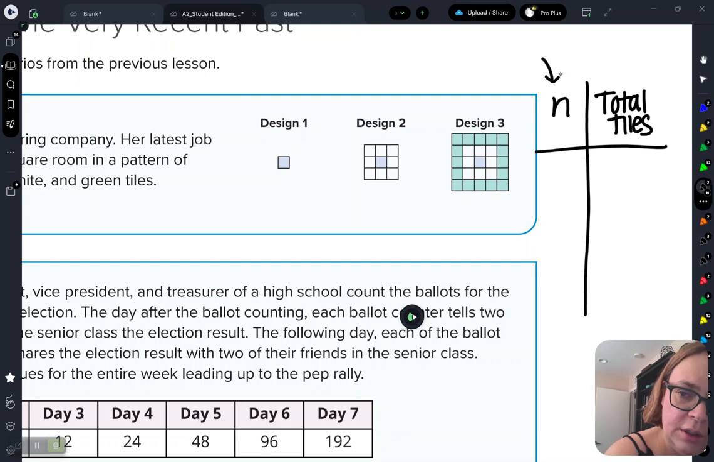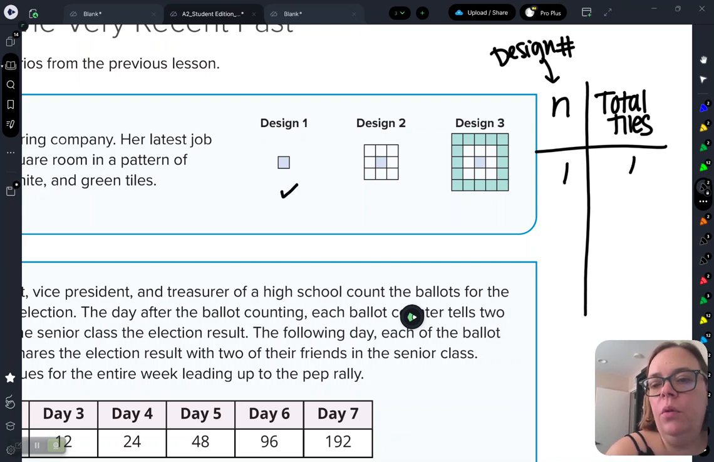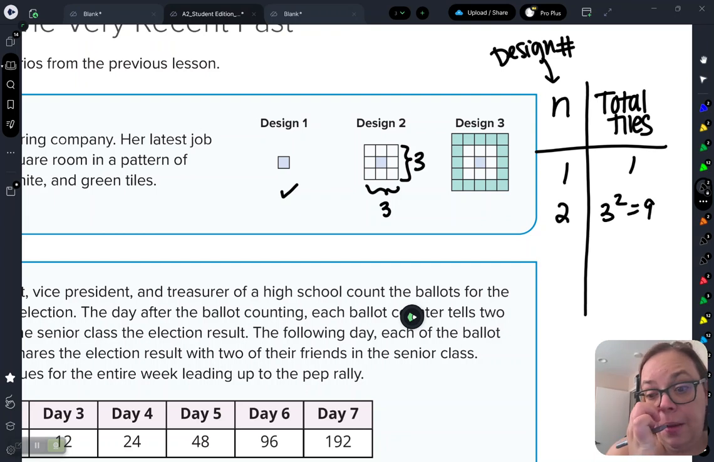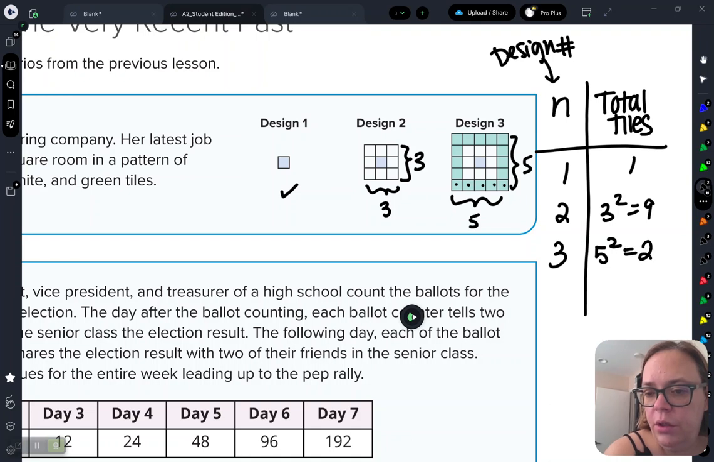Okay, so this is just the design number. So for design number 1, 1 tile. For design number 2, it was a 3 by 3 square. So it's almost like 3 squared, which became 9. And then design 3, which was 1, 2, 3, 4, 5 by 5, which was 5 squared, which is 25.